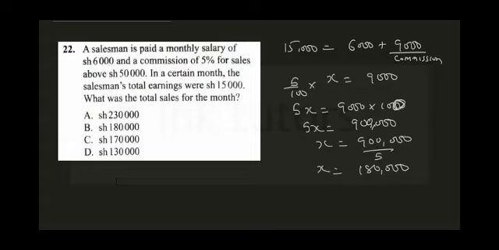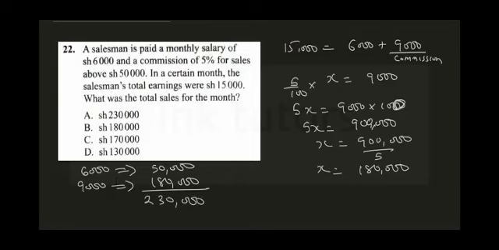Now, the extra sales he made is 180,000. So his salary is for selling 50,000, and then for the commission of 9,000, he did an extra 180,000. So when you sum this up, you're going to get 230,000 shillings, which is his total sales. And the correct answer here is A.